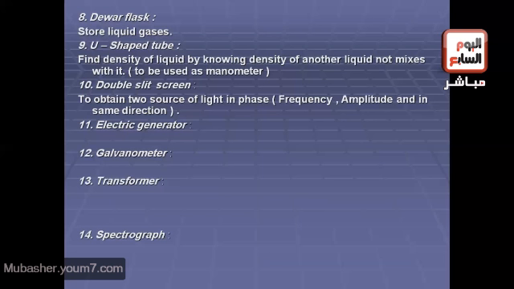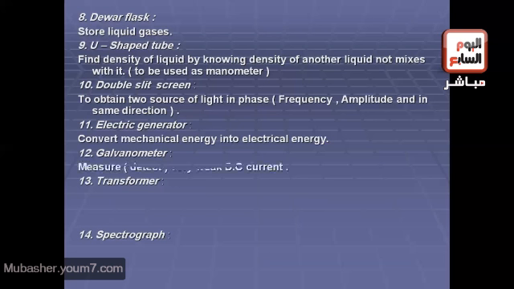Another question. Electric generator. Yes, the electric generator converts mechanical energy into electrical energy. Galvanometer. Yes, it is used to measure or detect very weak direct current. Transformer. It is used to step up or step down AC voltage. Also to transfer AC electric energy from the power generating station to the consumer.